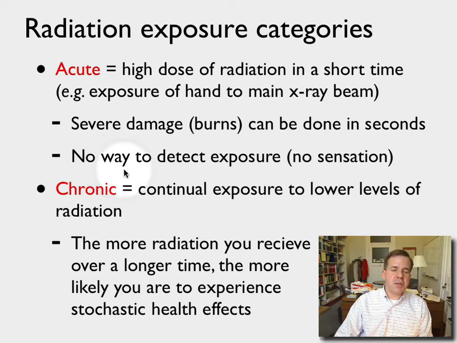The second category of radiation exposure is chronic exposure. And this is from continual exposure to low levels of radiation. So for instance, if you work repeatedly with an X-ray unit that has some low-level leak, you might over a period of time be exposed to low levels of radiation many times. And of course, as you receive more and more exposure, the chance of these stochastic effects, things like developing cancer, goes up.